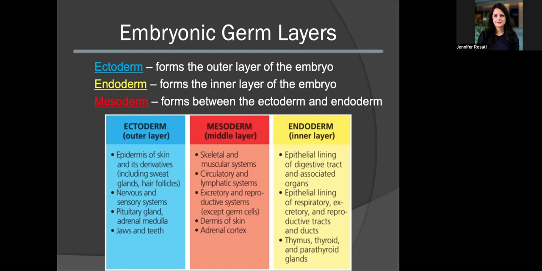The mesoderm is a germ layer that forms in between the ectoderm and endoderm. The mesoderm will form skeletal and muscular systems, the circulatory and lymphatic systems, excretory and reproductive systems, except for the germ cells, the dermis of the skin, as well as the adrenal cortex.